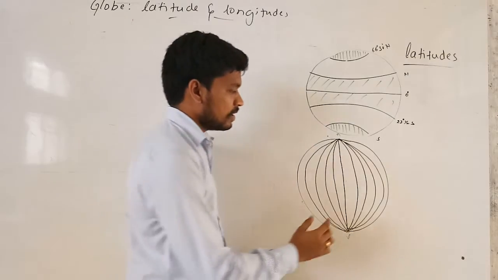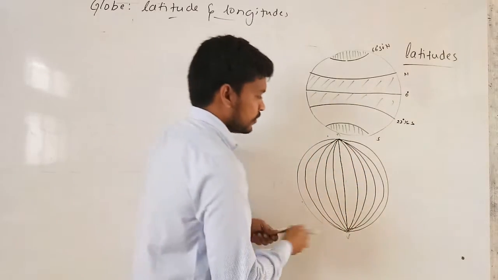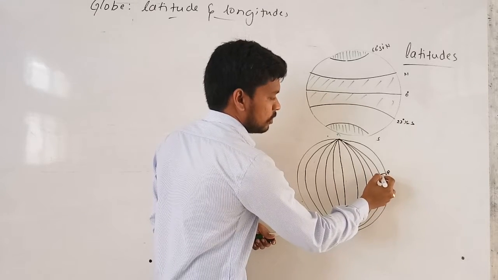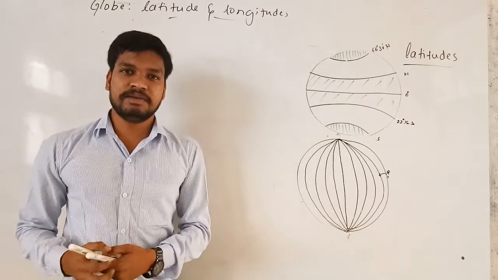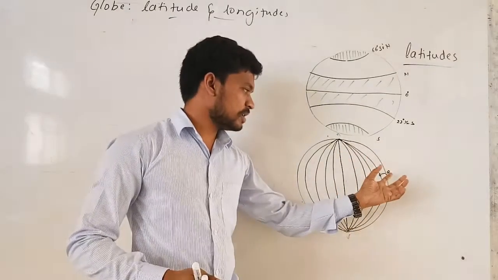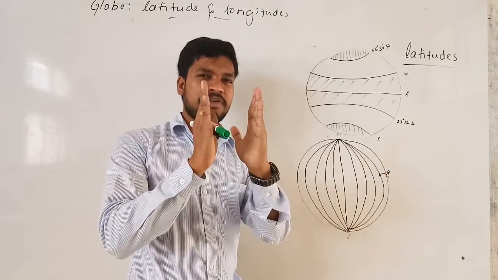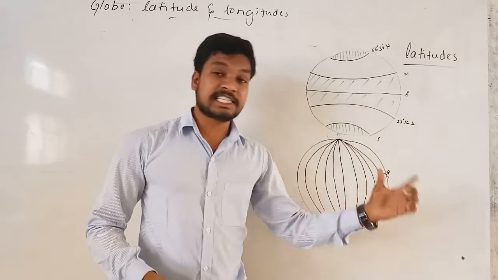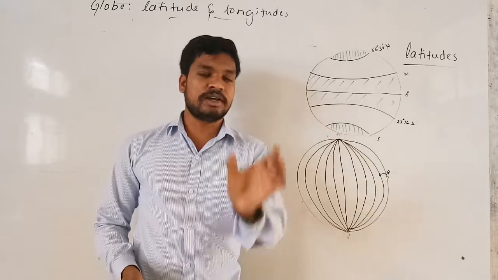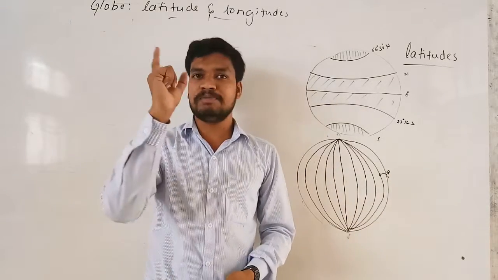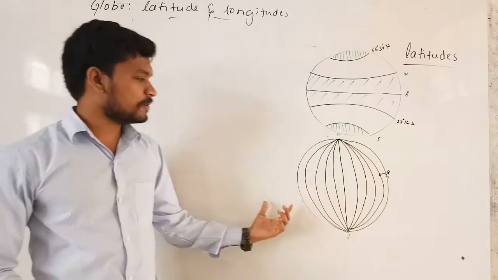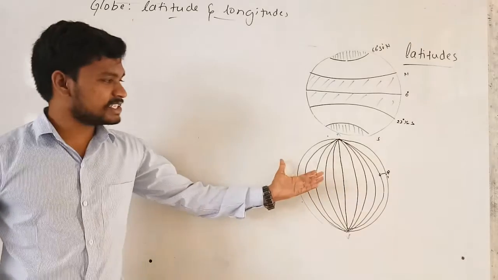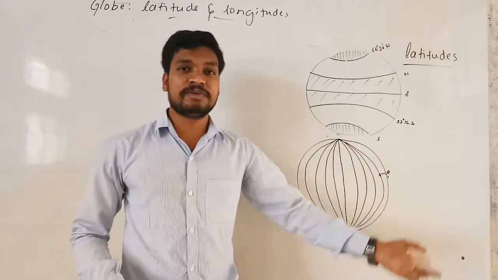That means if you are standing here and want to pass the line, it takes 4 minutes. The duration between these two lines is 4 minutes. So it takes 15 longitudes to complete 1 hour. 15 into 24 is 360, isn't it? So we have 360 longitudes, and every longitude gives information about time.